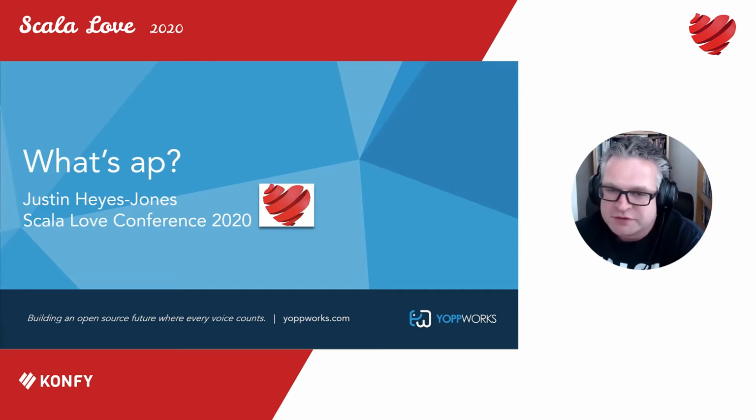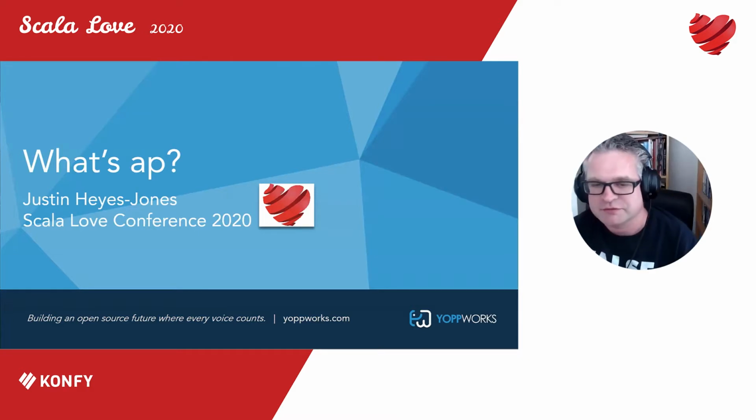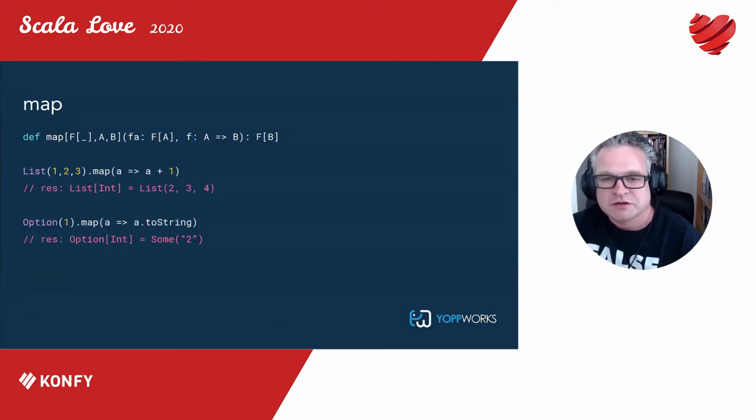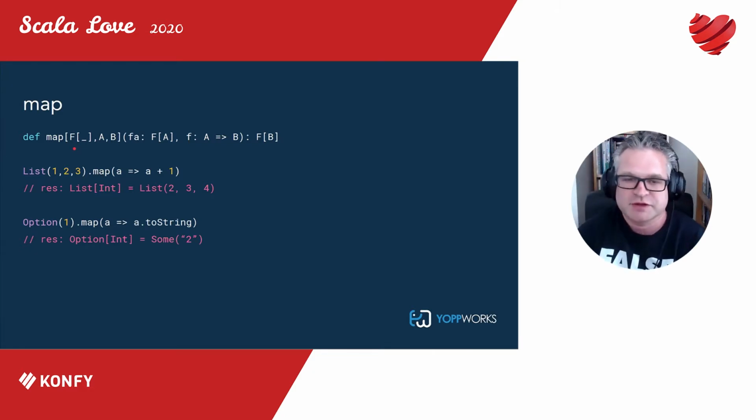So today we're going to talk about app. It's a single function in the Scala functional world. And we're going to get there via talking about three functions. We're going to go through map, flatMap, and then finally we'll look at app. So for each function, we're going to start by looking at the type signature. The type signature tells us what the inputs and outputs are for the function.